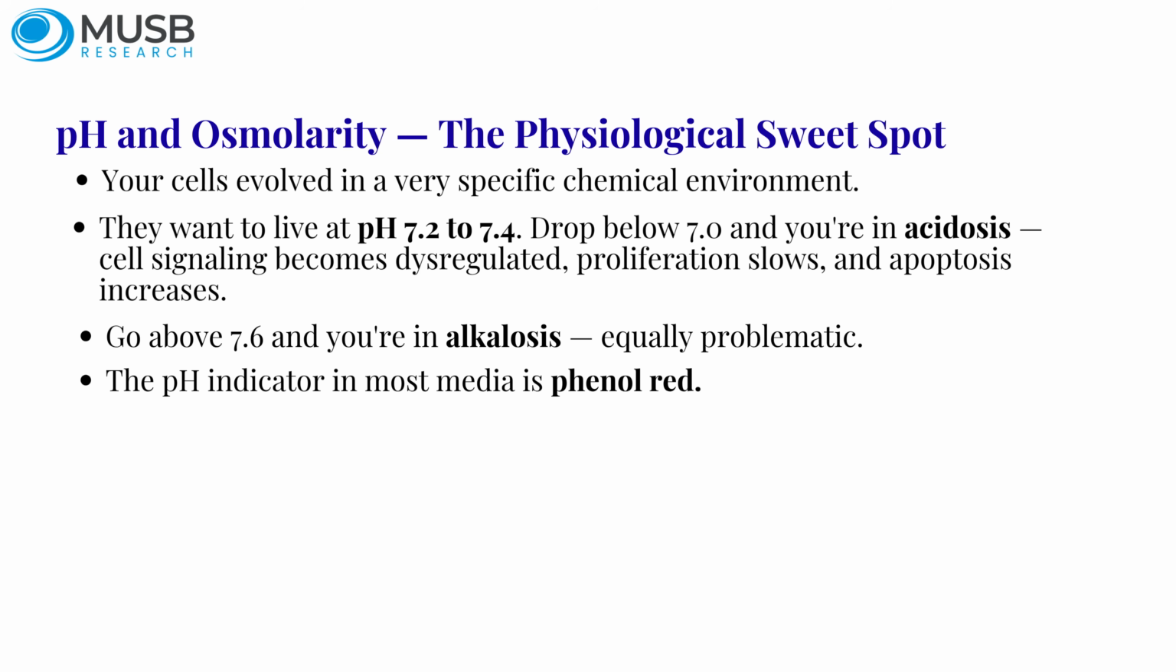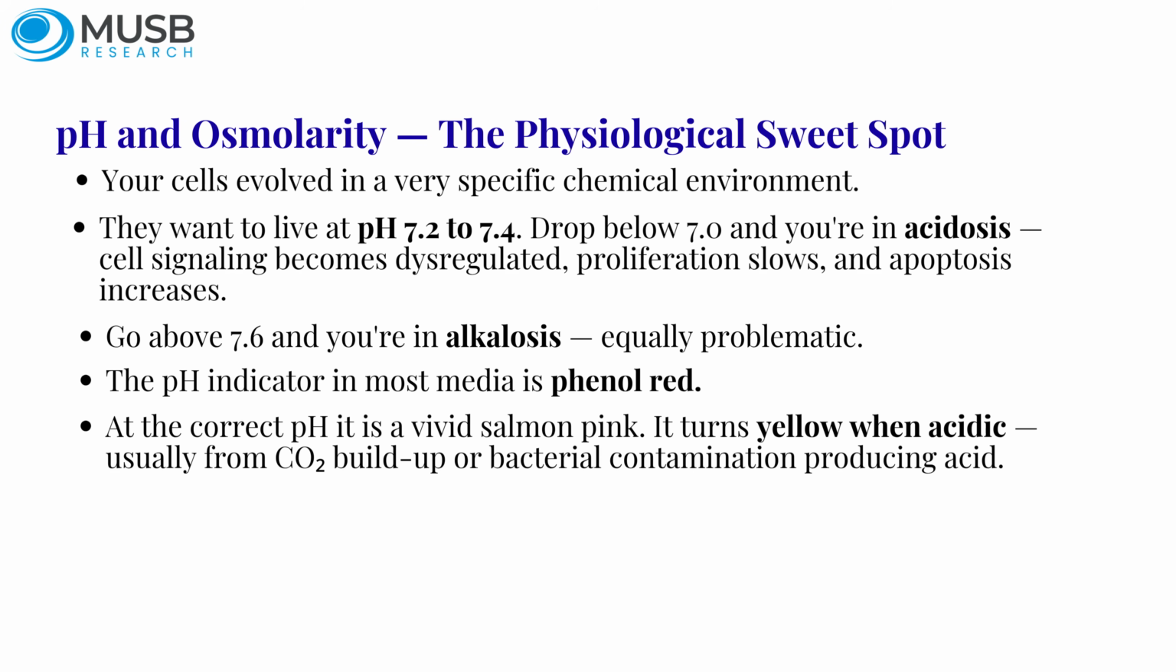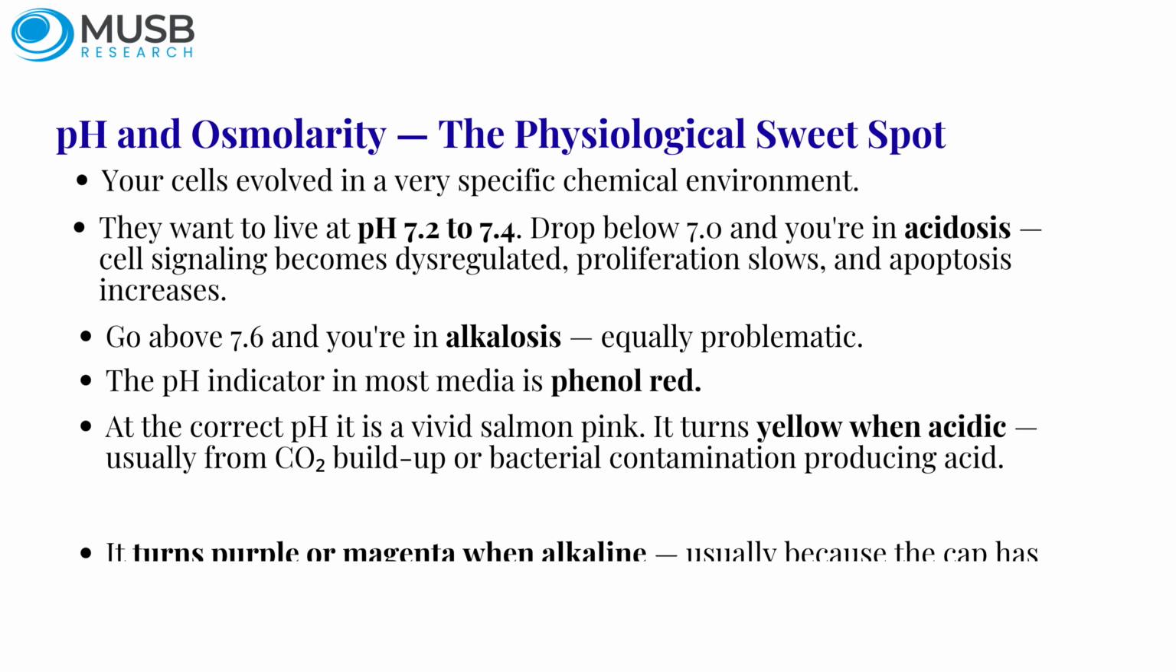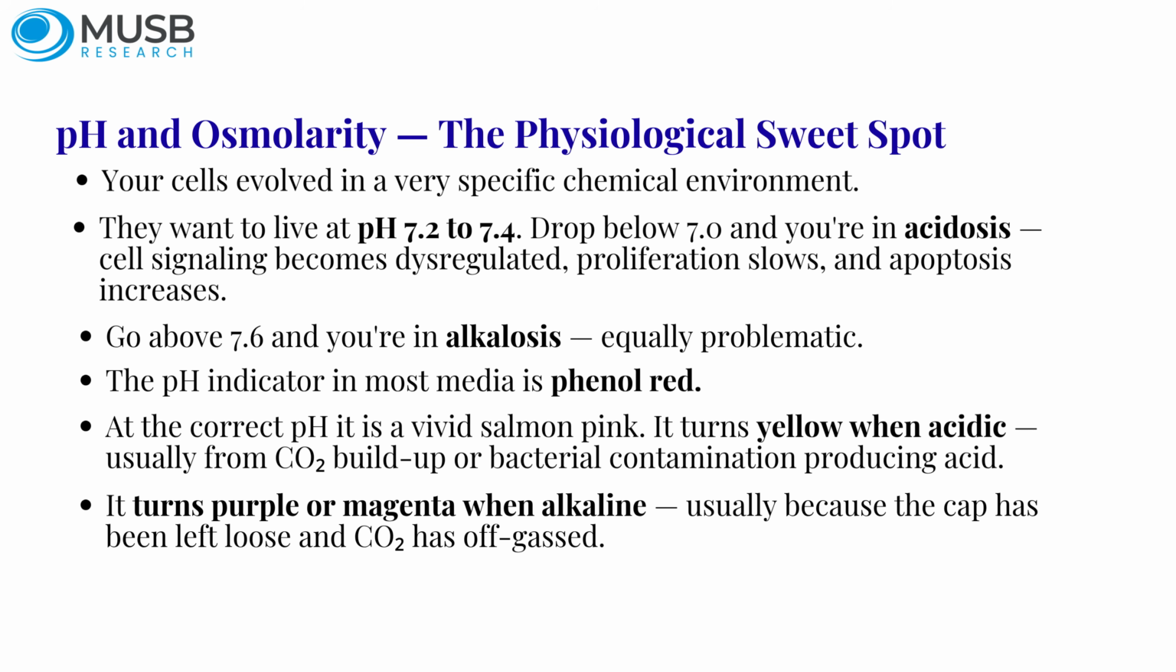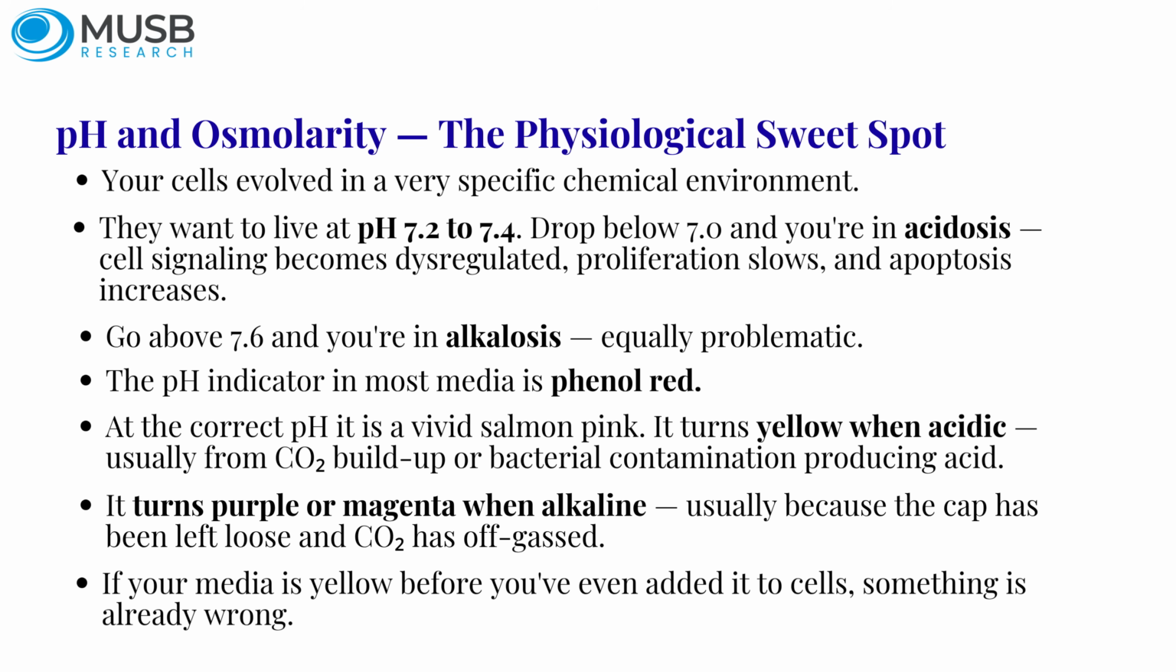The pH indicator in most media is phenol red. At the correct pH it is a vivid salmon pink. It turns yellow when acidic, usually from carbon dioxide buildup or bacterial contamination producing acid. It turns purple or magenta when alkaline, usually because the cap has been left loose and carbon dioxide has off-gassed. If your media is yellow before you've even added it to cells, something is already wrong.